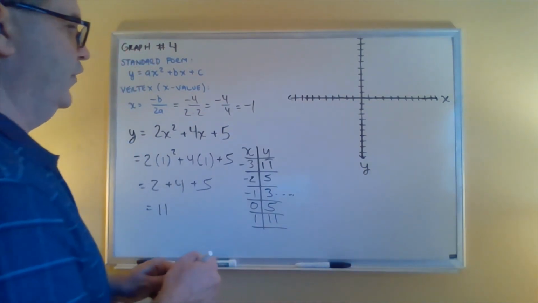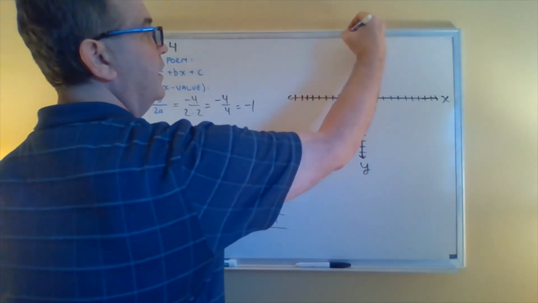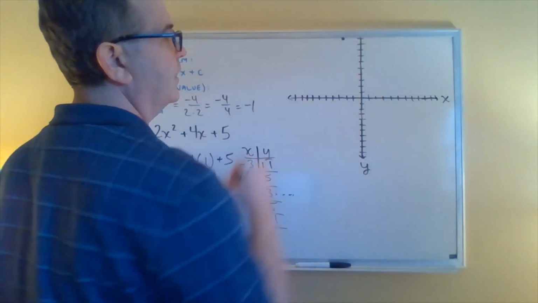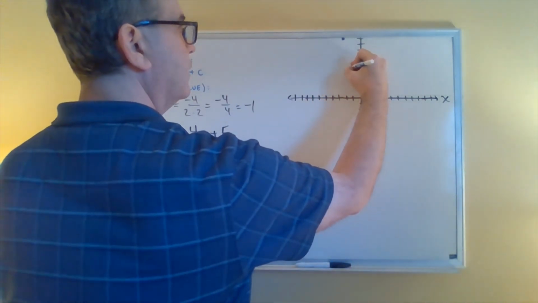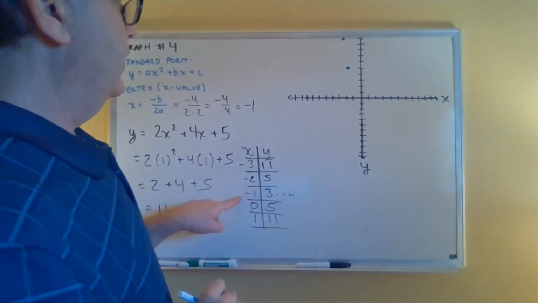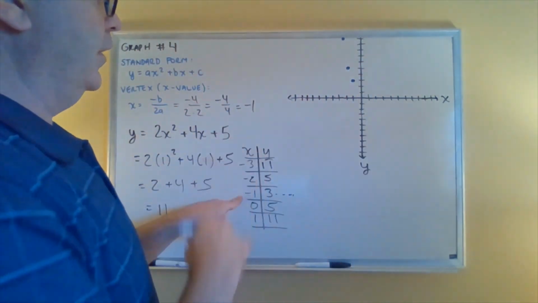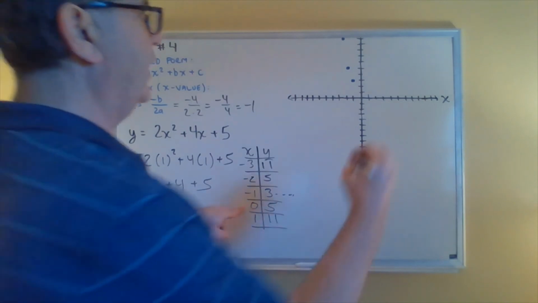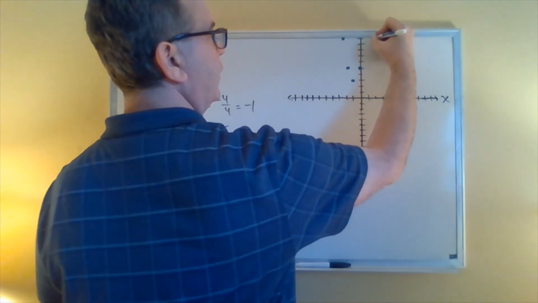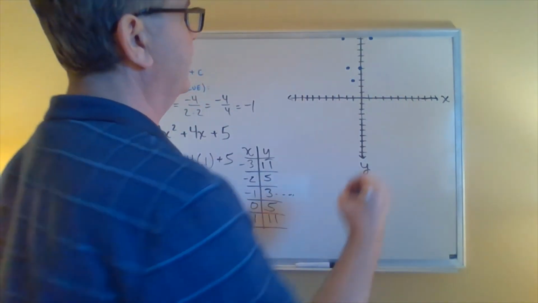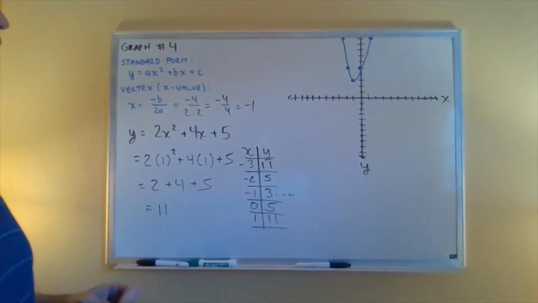So I'm going to start by graphing the first one at -3, 11. This kind of goes off the chart for me, so I'm just going to guesstimate it right there. -2, 5 is my next point, should be right there. -1, 3. That's my vertex, so that's going to be the lowest point on my parabola. Finally, 0, 5, which would be right there. And the last point here, 1, 11, again kind of going off the grid, but I'm going to guesstimate it right there. So I'll connect the dots. And that's what my parabola looks like for number 4.